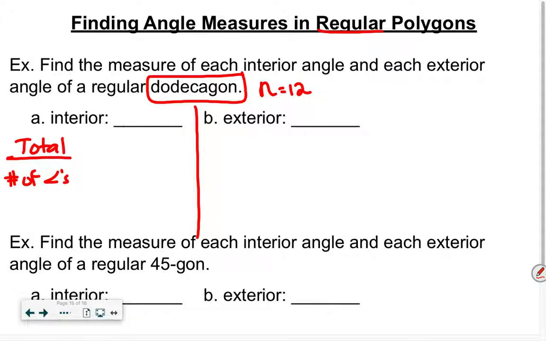So when I do this little bit over here and find the total that it's going to add up to, I'm going to plug in 12 into my n minus 2 times 180. Now remember, that n minus 2 times 180 only gets used for the interior angles. Exterior is going to be a little bit different. And we're going to divide by how many angles it has, which is 12 angles. So what is 12 minus 2 times 180? Well, 12 minus 2 is 10. What's 10 times 180?